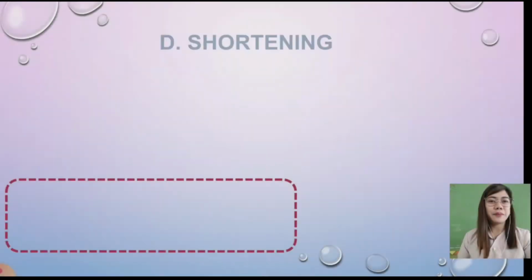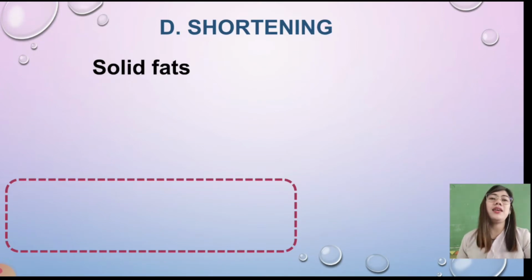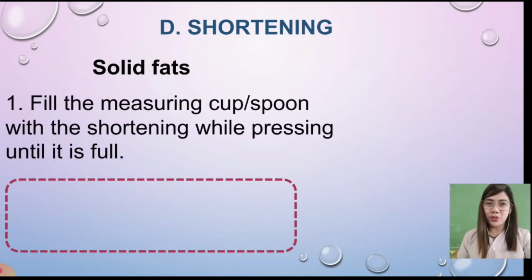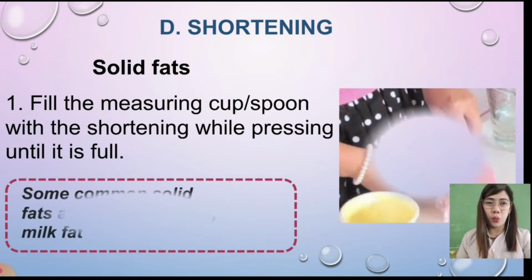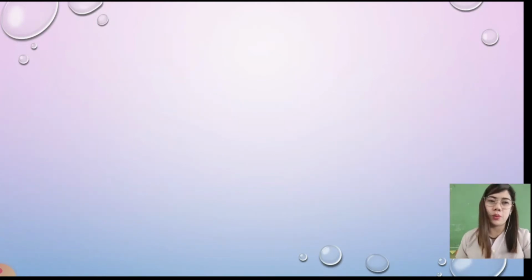So next, the shortening. What is shortening? These are the solid fats. So how can we measure the solid fats? First, fill the measuring cup or spoon with the shortening while pressing until it is full. Just like that. Some common solid fats are butter, cheese, and milk fat. So just fill the measuring cup and press until it is full.